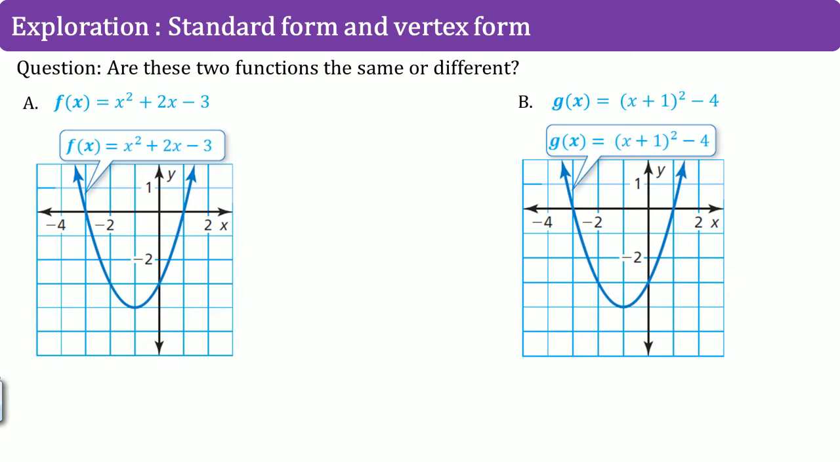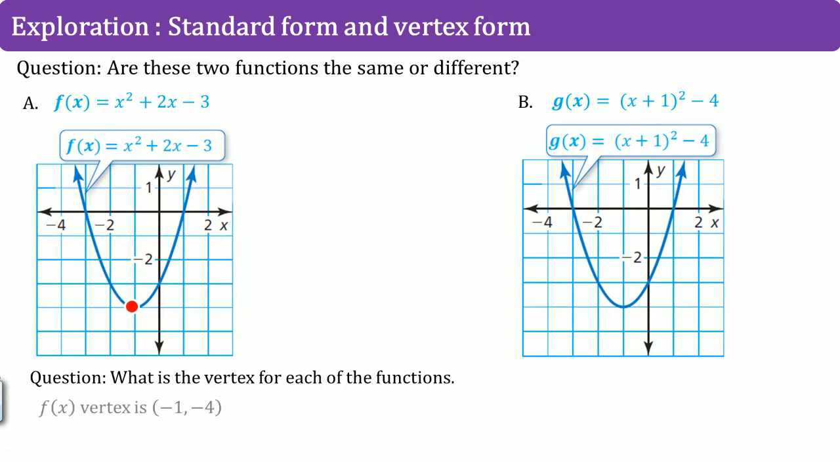So to motivate this idea a little bit further, I have this question to ask you. What is the vertex of each of the functions? Well, the vertex is defined as the location in which the parabola changes directions. So for f, it's right here. F of x's vertex is -1, -4. For g of x, it's the same here at -1, -4.